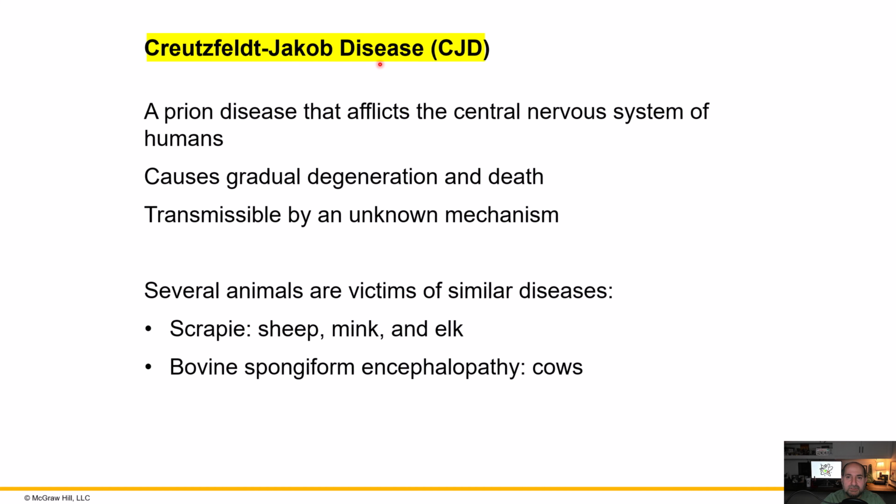There's also variant Creutzfeldt-Jakob disease. Again, there's no cure for this disease. It causes spongiform encephalopathy, gradual degeneration, and death. Although it's transmissible by an unknown mechanism, it's been heavily linked to consumption of brain matter. There are also several animal examples of similar diseases, these prion diseases: scrapie in sheep, mink, and elk, and mad cow or bovine spongiform encephalopathy in cows.